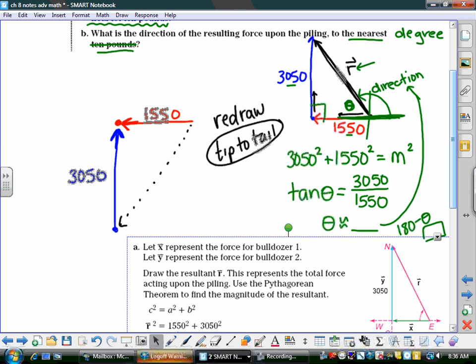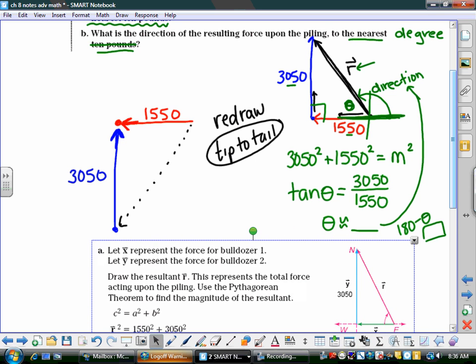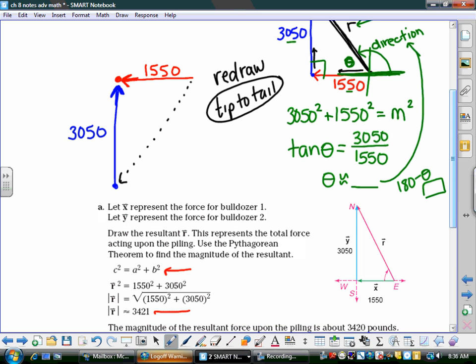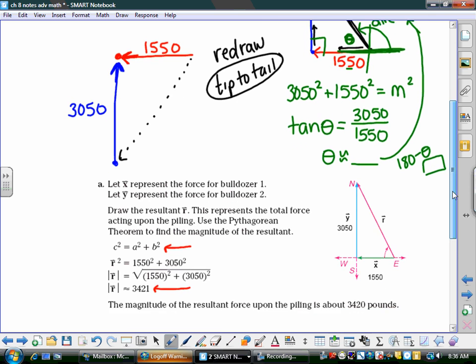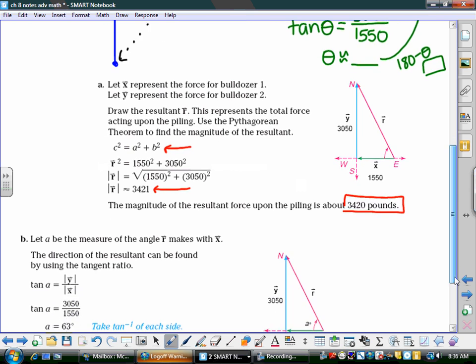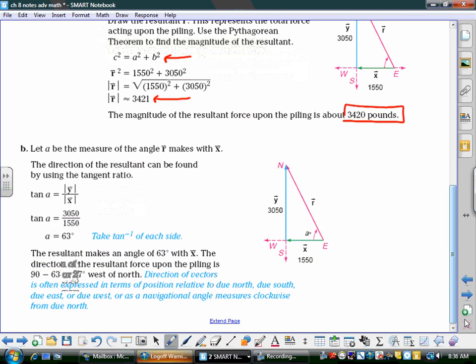There we go. So part A, where we were finding the direction, they have a picture that looks almost exactly like ours. They did the Pythagorean theorem just like we did. And when they rounded it off, or they first got the 3,421, they said they wanted it to the nearest 10 pounds. So it should have been about 3,420 pounds. For part B, they did the tangent and they got this direction, which we called theta, they're calling A, and they rounded it off to about 63 degrees.